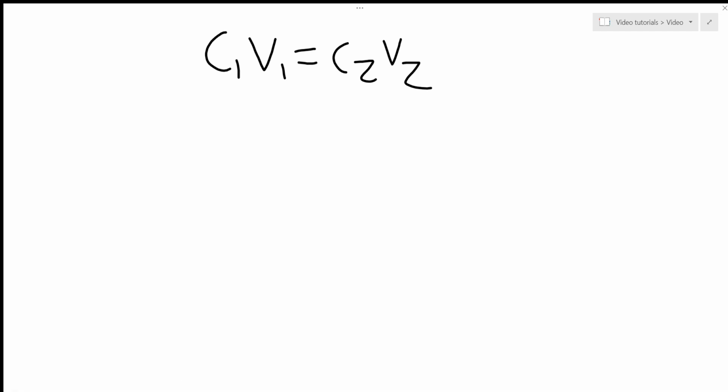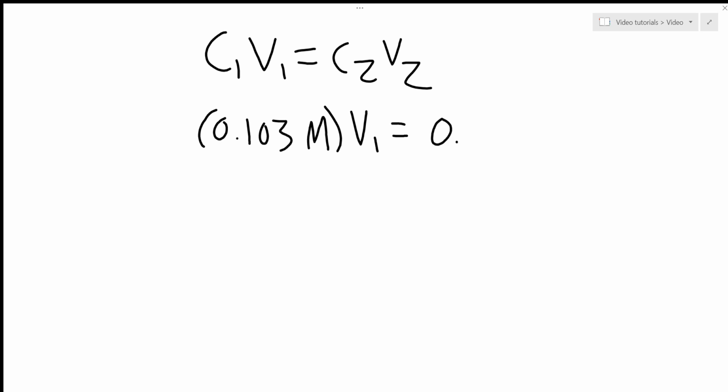And remember, plugging those in gives us 0.103 molar times V1 equals 0.1 millimolar times 1 liter. And the concentration units still don't cancel out, so we can go in either direction on these, because it doesn't matter what the units are, so long as they are the same ones on both sides of the equation, right?